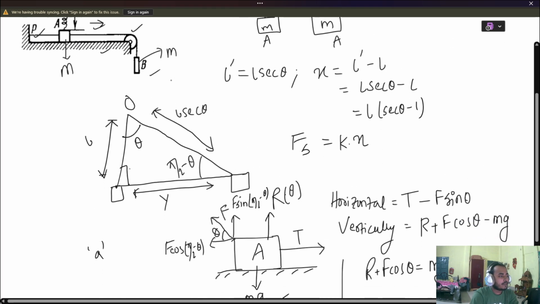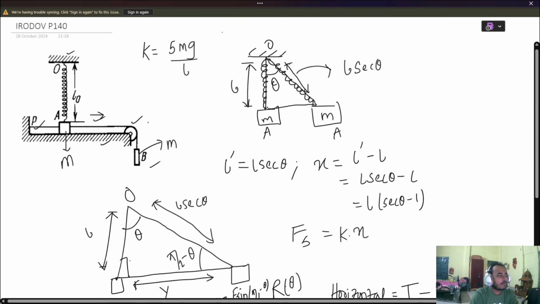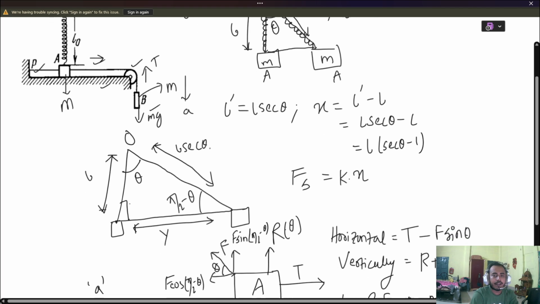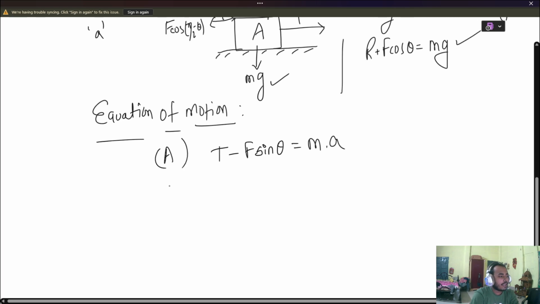Okay, now let's talk about block B. So what's happening in block B? So you can see in block B, the tension is acting upwards and mg is acting downwards, and the system is going down with an acceleration a. So this is the equation of motion for block A, and now for block B, it is simple because it's going downwards. We can write mg minus T is equal to ma.